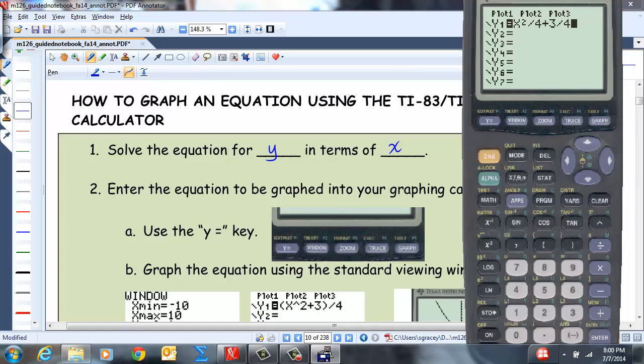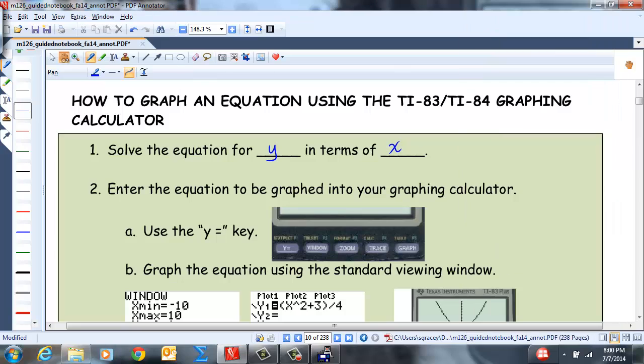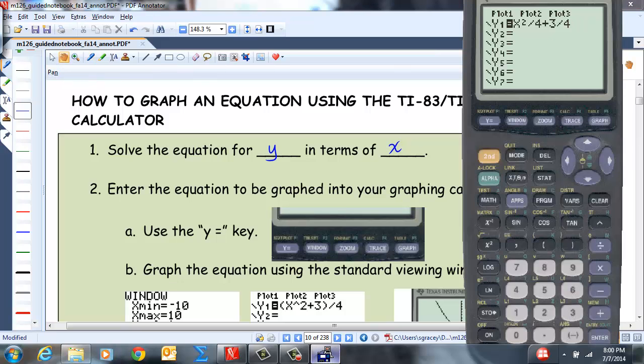So that's in the y equal menu. So that's where this is right here. Why isn't it going? Well, it's right here. So where the y equals just under the lower left part of the screen. Okay, so then you just hit graph.